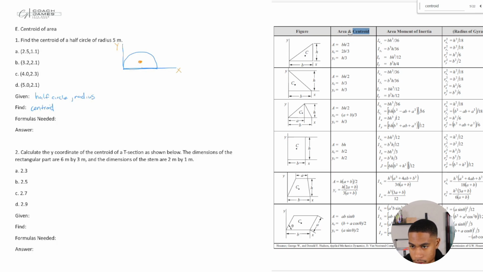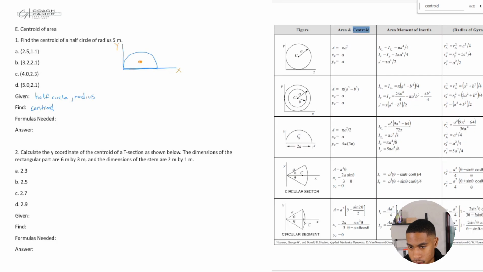Luckily, the handbook gives us some shapes. These are triangles, area and centroid, so it gives us a chart. Those are not what we need though. Okay, circle, disc. All right, half circle. So we got our shape.